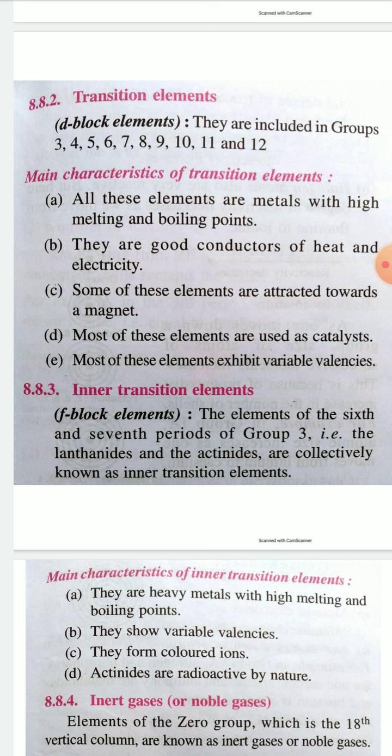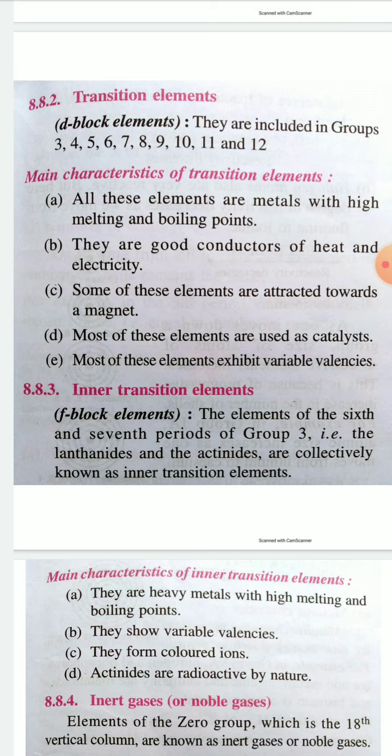And next point, most transition elements are used as catalysts, like cobalt and copper. Iron can also be used as a catalyst in some reactions. And next point, most of the transition elements exhibit variable valency. For example, copper can show two valencies, copper 1 and copper 2. Iron can show two valencies, iron 2 and iron 3. Generally, most of the transition elements exhibit variable valencies.